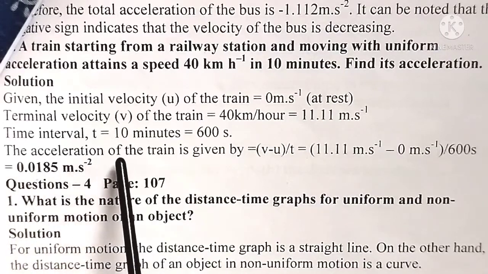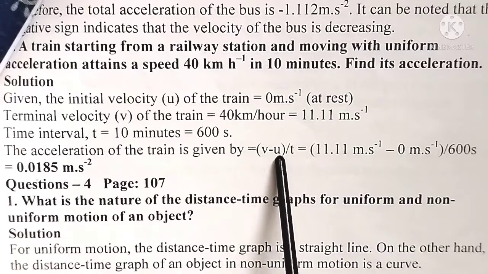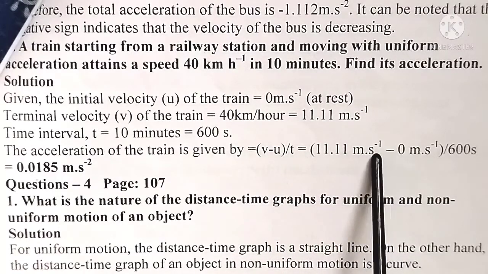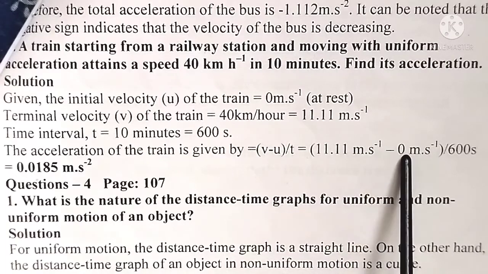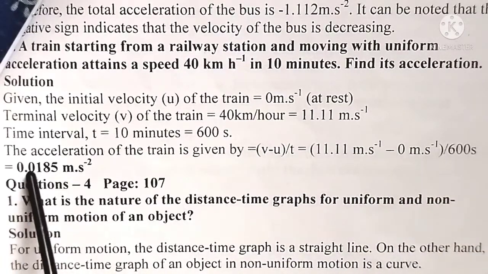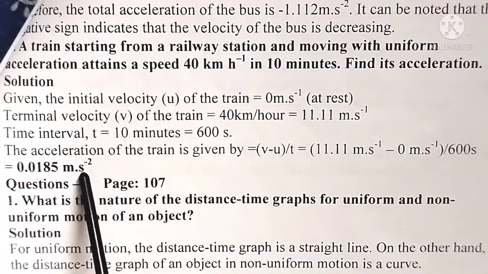The acceleration of the train is given by a is equal to (v minus u) divided by t, that is equal to (11.11 meter per second minus 0 meter per second) divided by 600 second, that is equal to 0.0185 meters per second square.